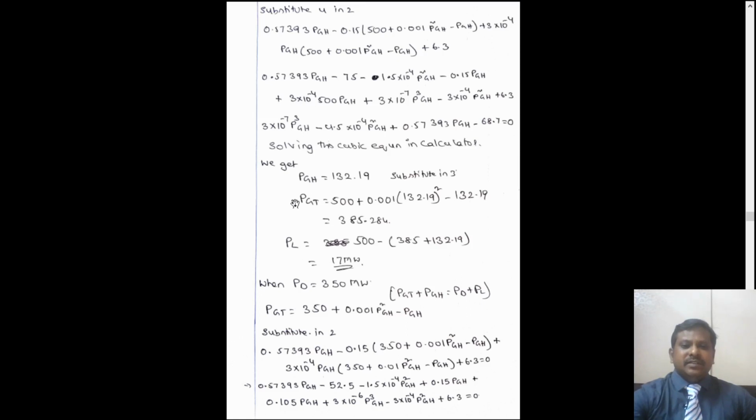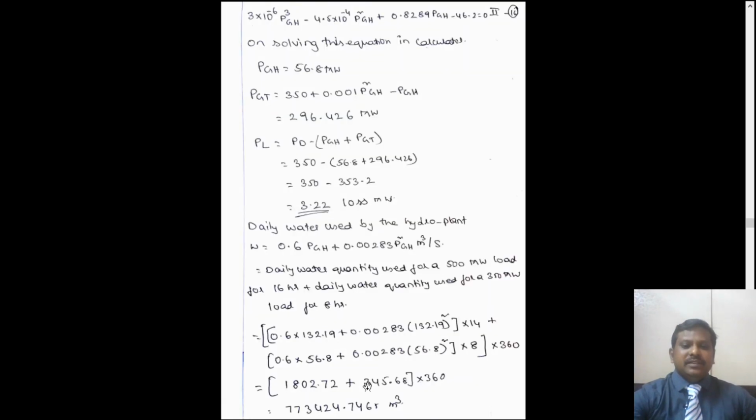This is for when PD is equal to 500, and next is PD equal to 350. The same equation again gives a cubic equation, and there you solve and get Pgh equal to this value. After obtaining the two values, the daily water used by the hydro plant is W equal to 0.6 Pgh plus 0.00283 P square gh, in meter cube per second.